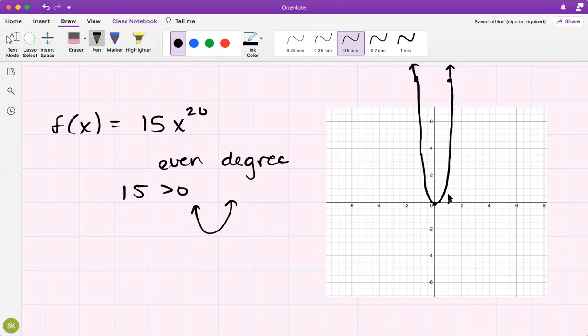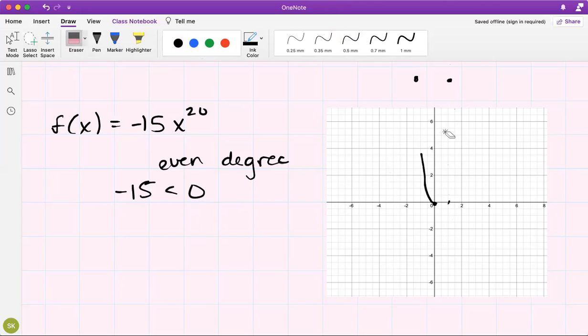You know it's parabola shape, so you just need to put a point at 0, 0, because that's an obvious point. And then you can put a point over here, which would be 1, 15. Of course, you could do something else, and then you could get the other point. And if I put a negative in the front of this, let's say I made this a negative 15x to the 20th. Well, because then negative 15 is less than 0, your graph would be pointing downward. So it would look something like this.